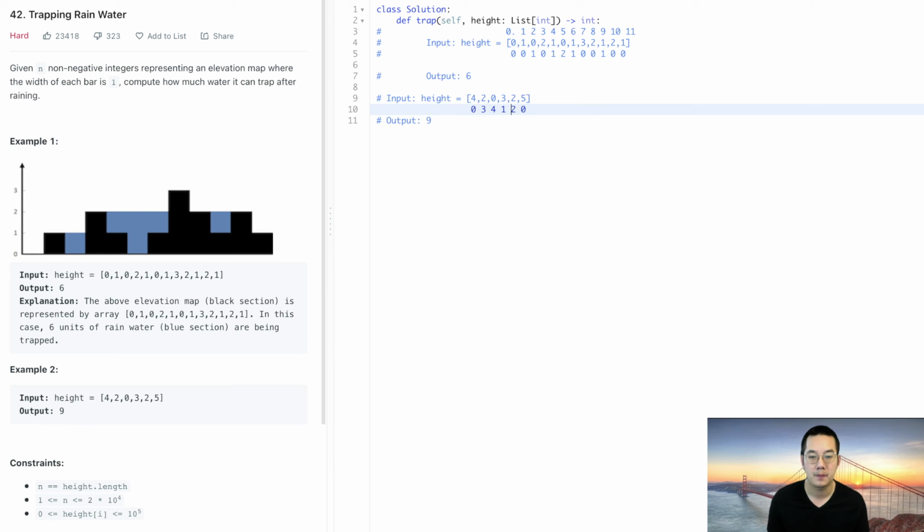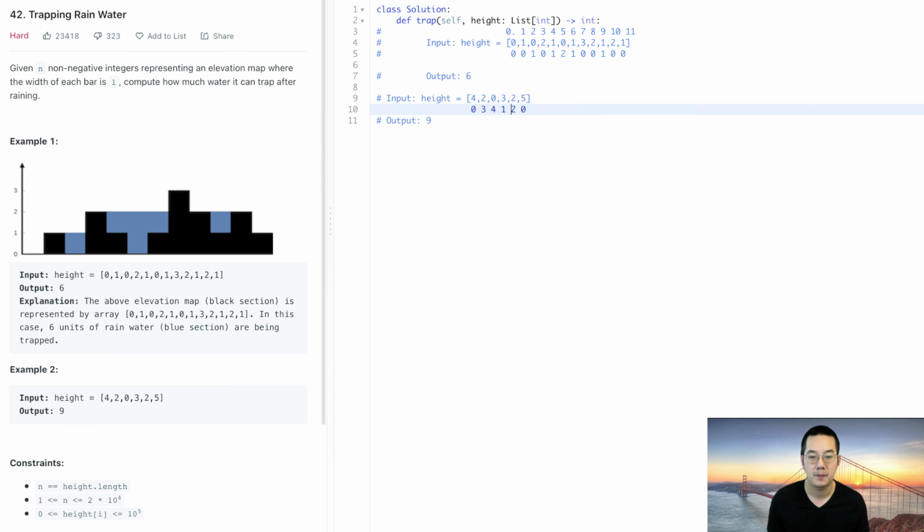Because, sorry, 2 minus 2 is 0, that makes sense. 4 minus 2 is 2. 4 minus 3 is 1. 4 minus 4 is 0. 4 minus 2 is 2. Sorry about that. Yeah, so now that makes sense. So we have a total of 9, which is great.